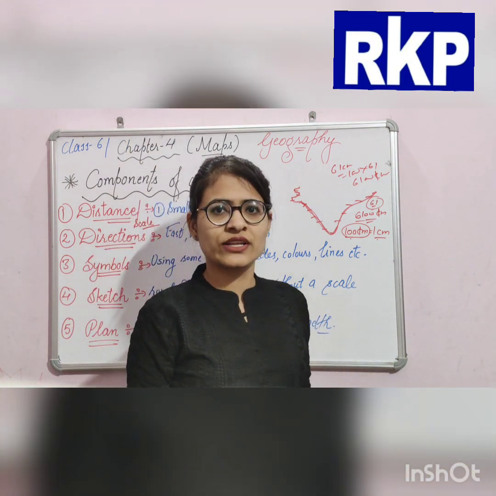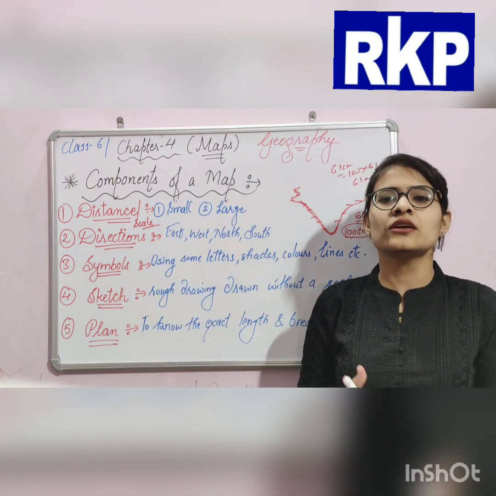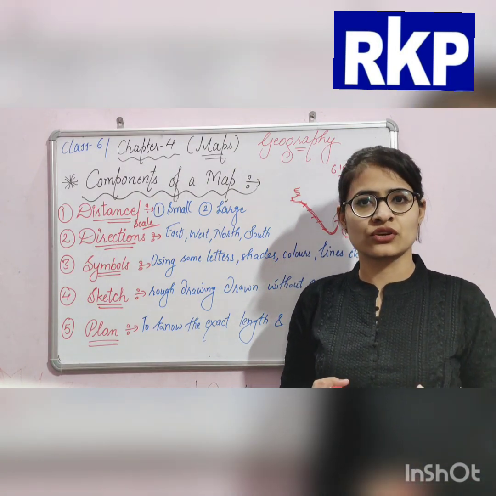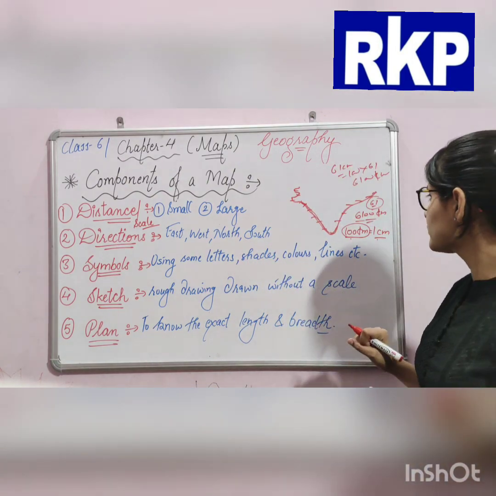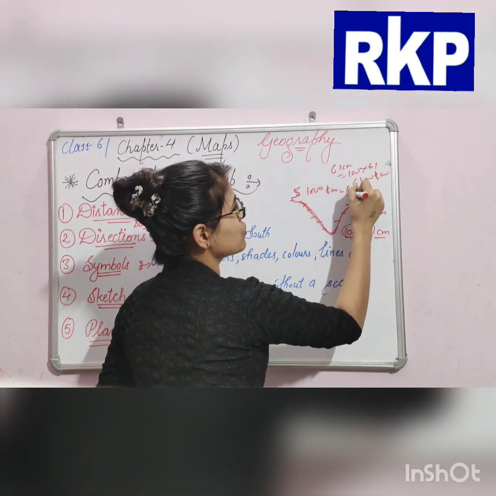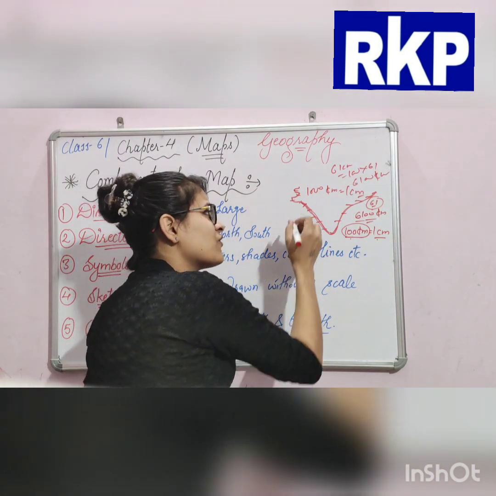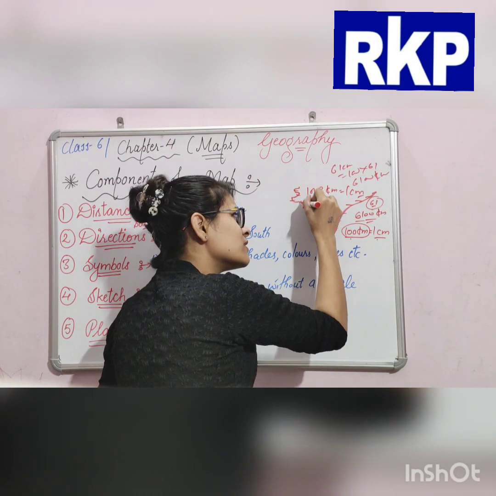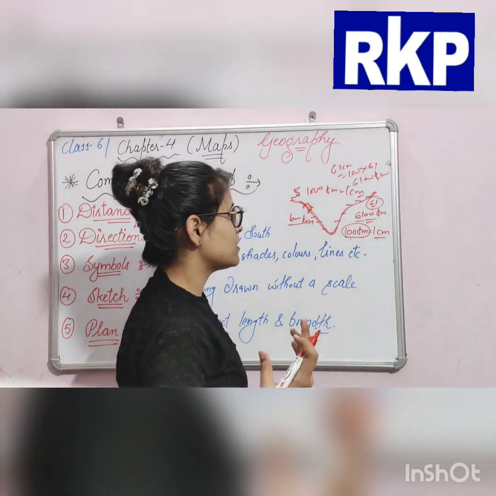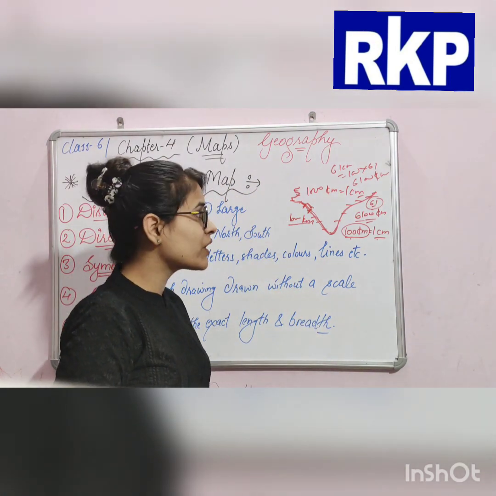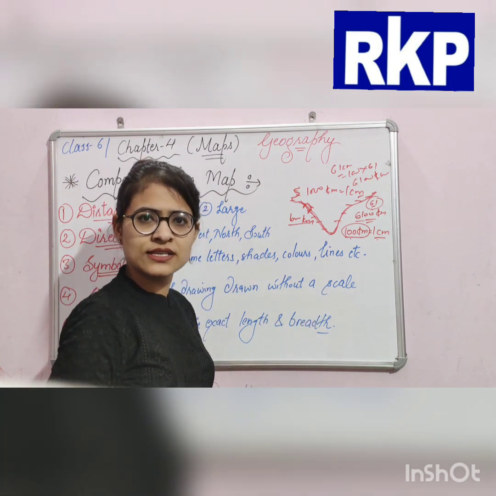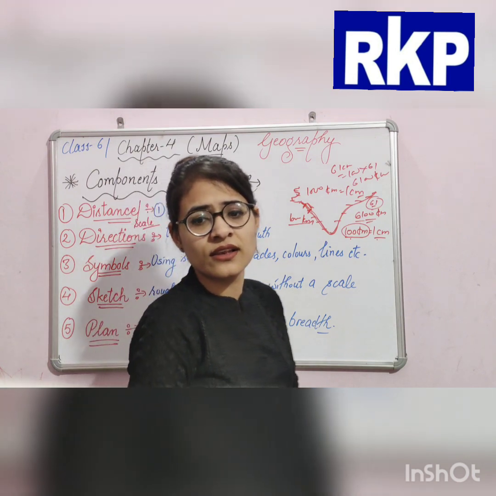We can't show the actual length of any particular thing on the map, so we have to reduce it. We can assume it according to our wish. If you want, you can take 100 kilometers is equal to 1 centimeter, or you can say 1 centimeter covers 1000 kilometers. You can take your scale according to your own wish to make it easy to understand. So this is called scale.